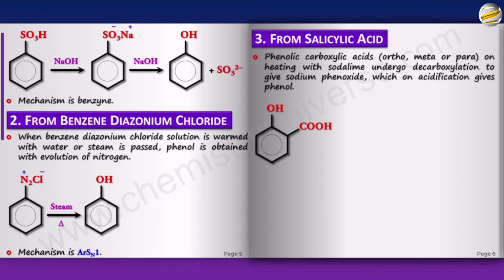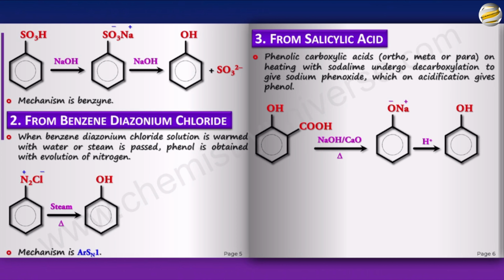So you have salicylic acid, soda lime, decarboxylation, and of course you will get the salt, because you are talking about a basic medium. And in a basic medium, what always happens is you do get the salt of phenol, because phenol is soluble in NaOH. Now you have to acidify it and you'll get phenol.